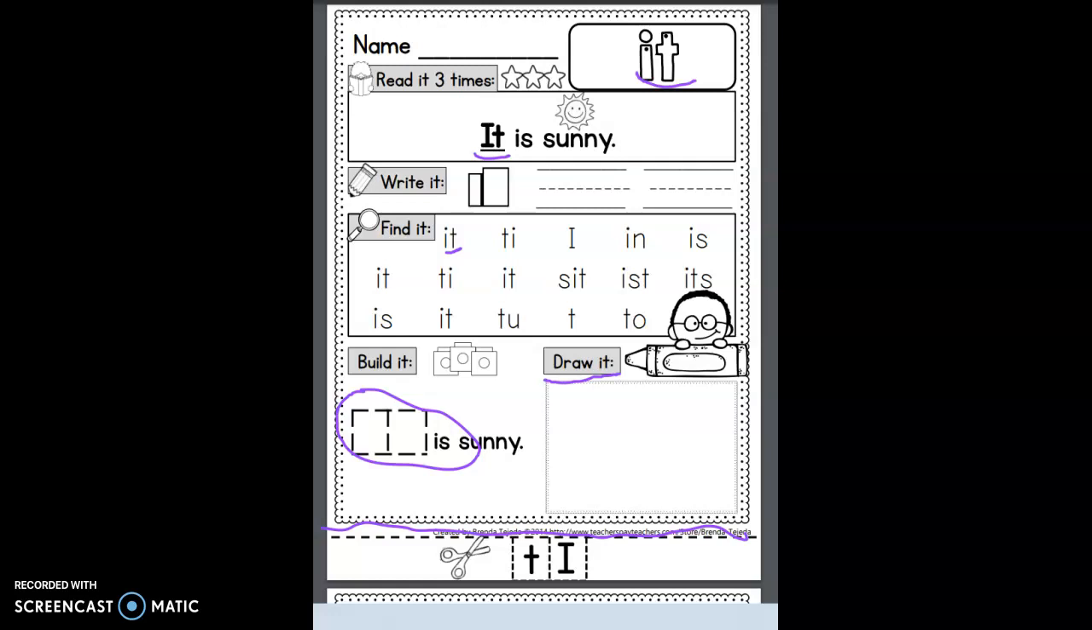When you are finished, you are going to go to Seesaw, look for sight word, and take a picture and send it to me. All right.